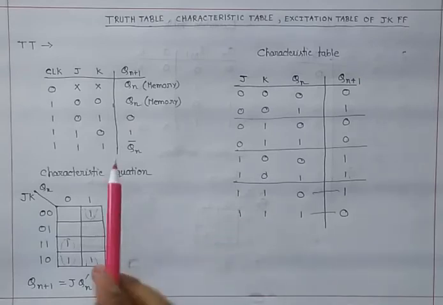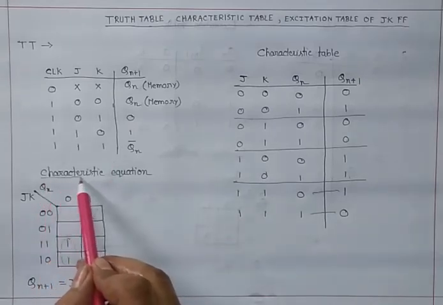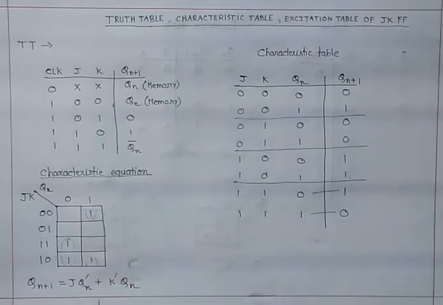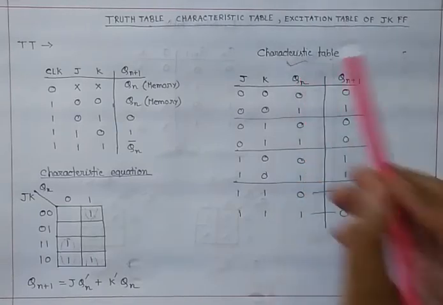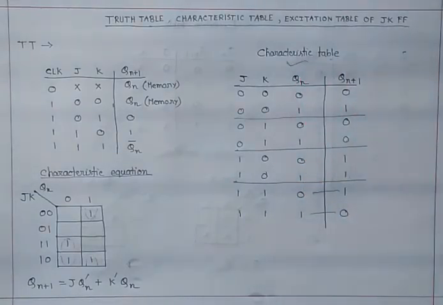Now the characteristic equation. We have to form this characteristic equation from this characteristic table. So how to form it? We have to take help of a K-map. So first draw this K-map and put these values of J, K and Qn.